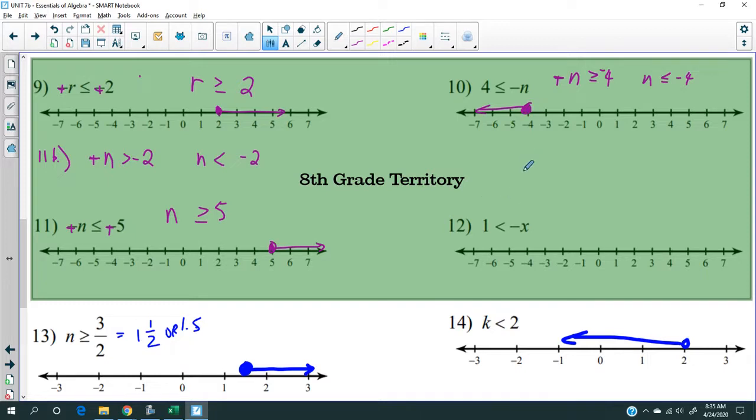Okay, one last one. Rewrite, -x. Arrow points at the 1. I don't want the -x. Turn it into positive. What happens to the 1 here? Yep, becomes a negative. What happens to the symbol? Okay. Arrow goes to the left. Don't fill it up. Okay.